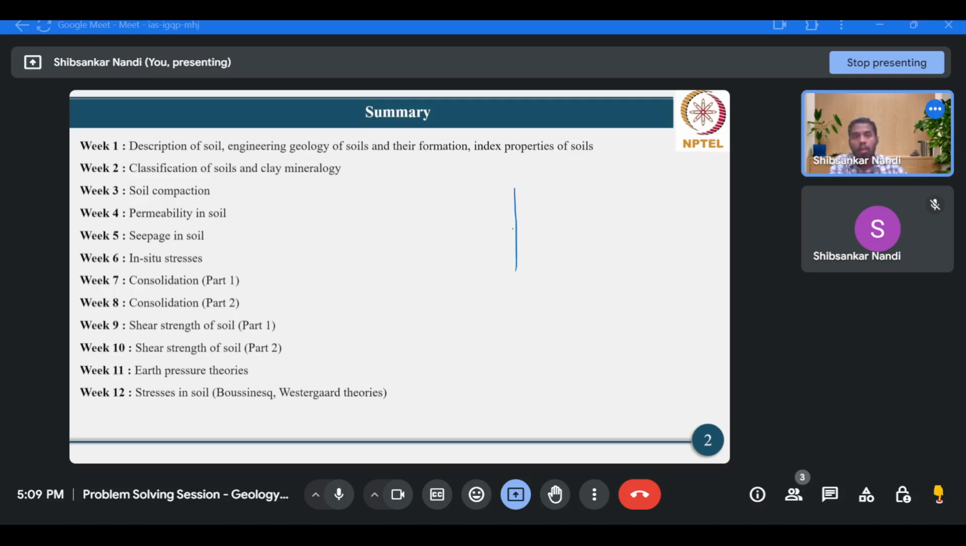Okay, so if we draw the relationship between dry unit weight of a soil sample versus its moisture content, we'll see two different trends. Below a certain moisture content, which we have defined as the optimum moisture content, OMC, what will happen? With increase in moisture content, the dry unit weight of the sample will increase.